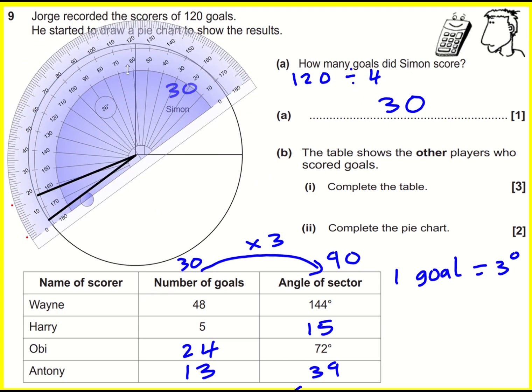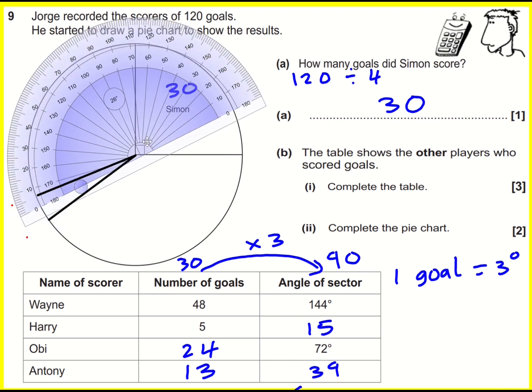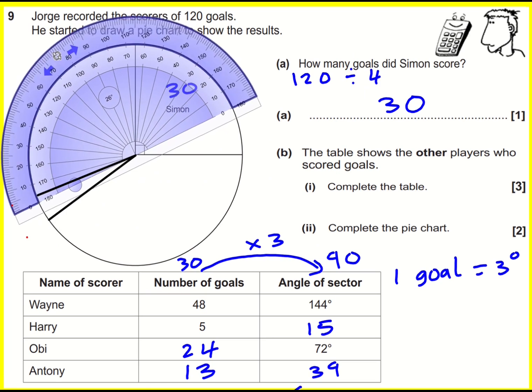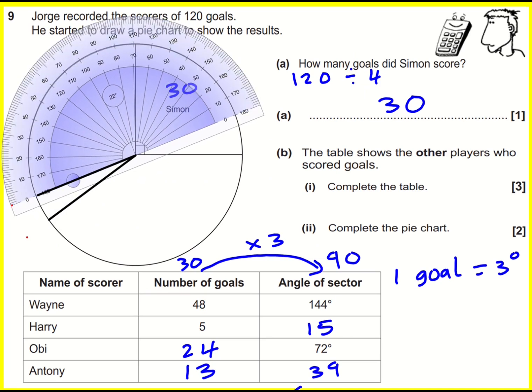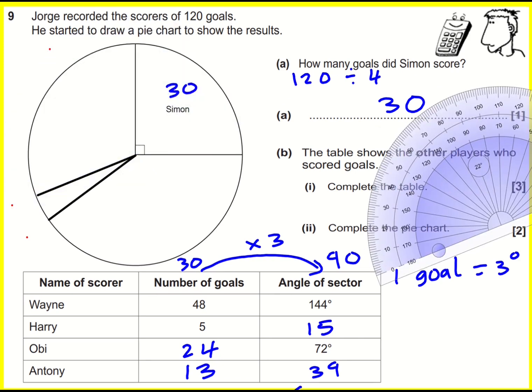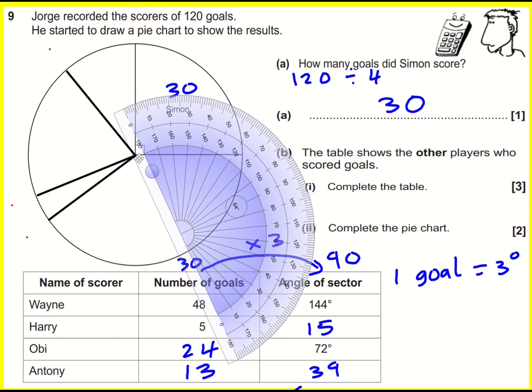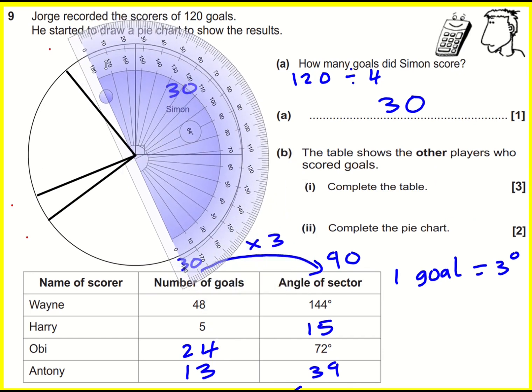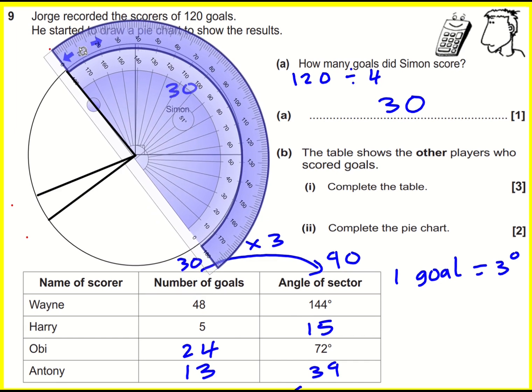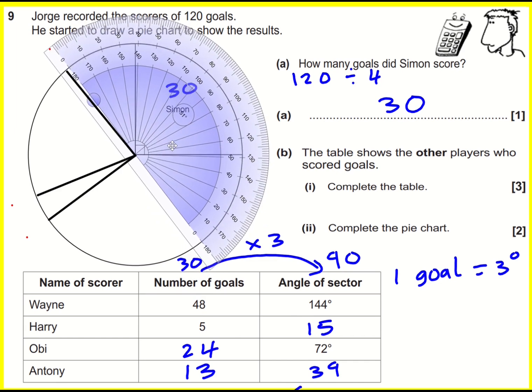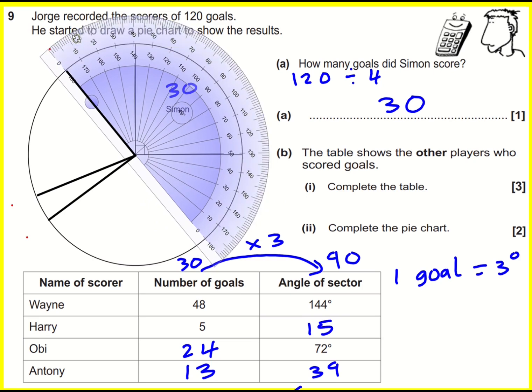Next, 72 degrees. Read around from 0. 72 is about here. So you should be able to do it a little bit more accurate than me. Just to finish, right, we should already have the 39 degree angle. By the way, do this in pencil because if you make a mistake, you can just rub it out. It's going to be quite difficult to deal with otherwise, like crossing it out and drawing other lines on. So the last one, line up the protractor like this.